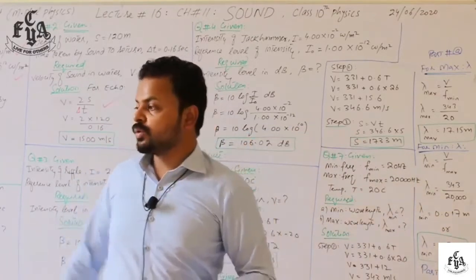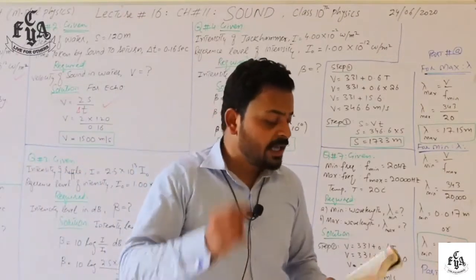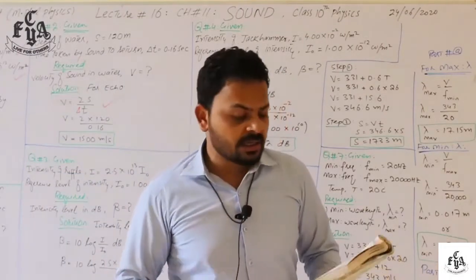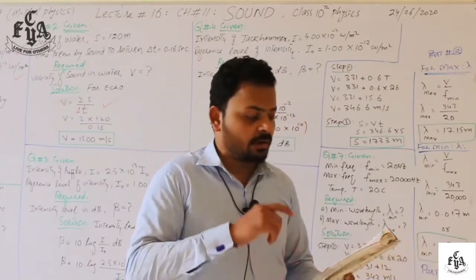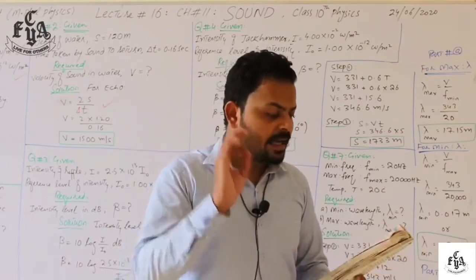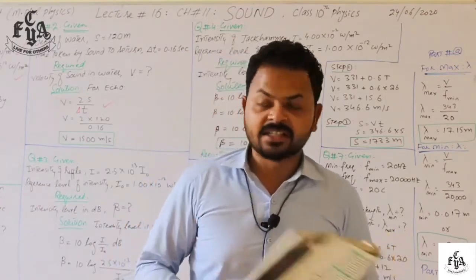Now we are going to do question number 7. Let me read the statement. Calculate the wavelength of sounds at the extremes of the audible range of 20 hertz and 20,000 hertz at a normal temperature of 20 degrees centigrade.